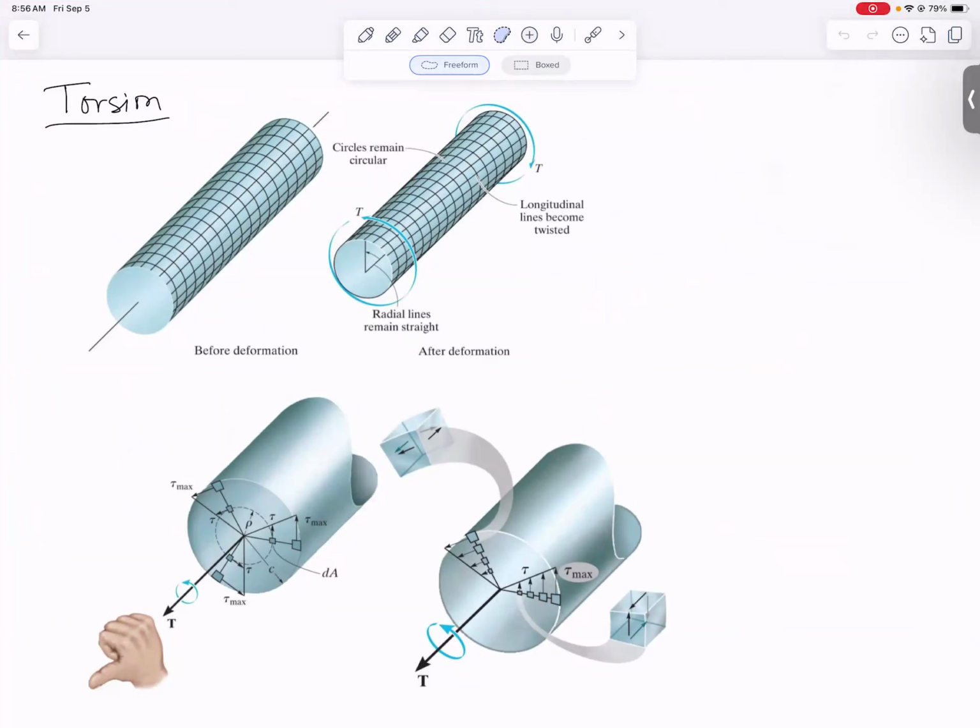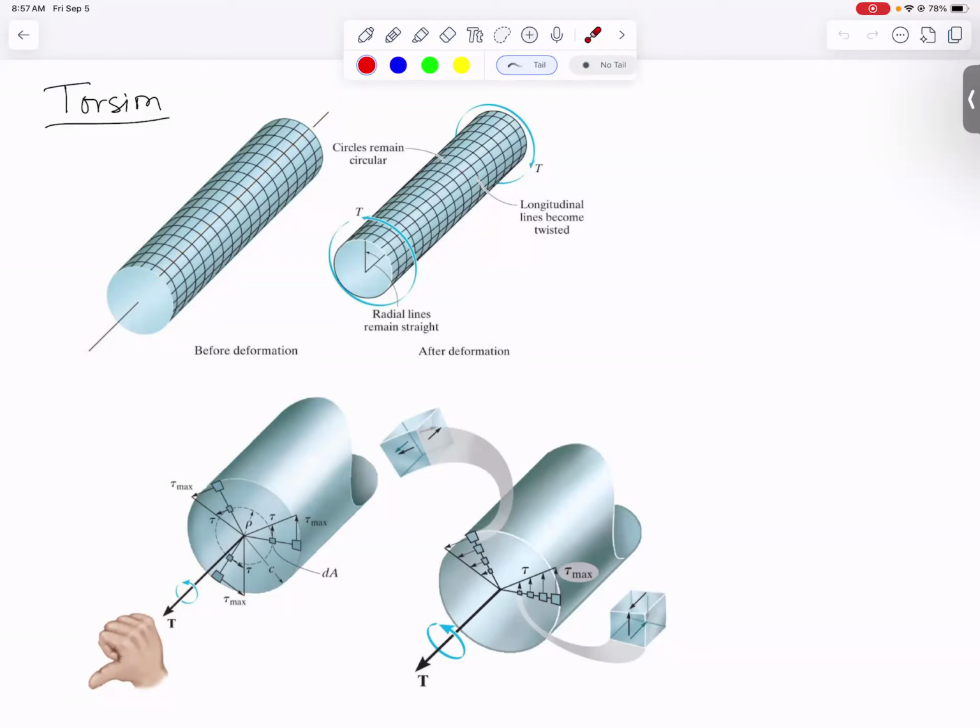Today we're going to start a new topic called torsion, and this is one of those topics where I struggle to draw good pictures, so I have borrowed the pictures from our textbook. If I have a long, slender shaft, remember most of the things we deal with this semester are long and slender, because a lot of the assumptions we use work well for things that are long and slender.